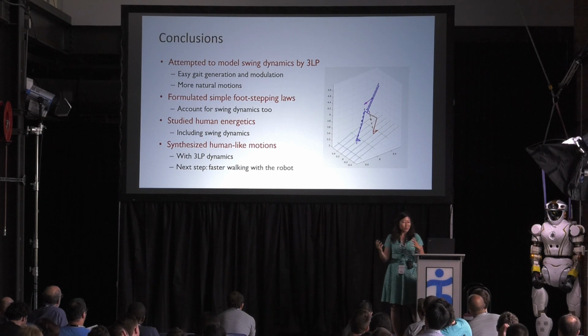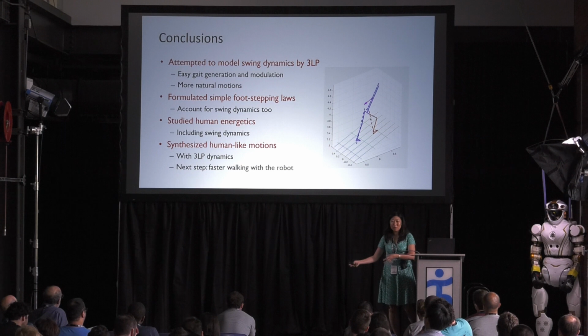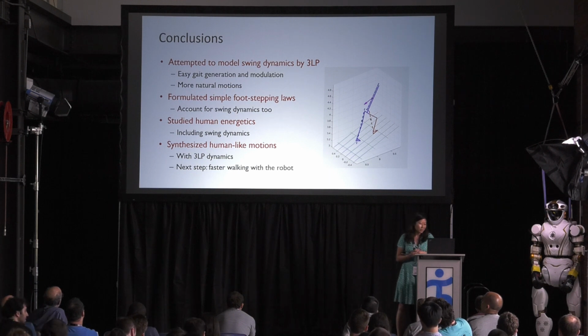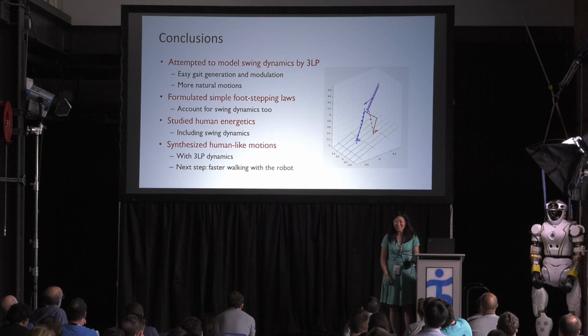And then we're trying to link it back into biomechanics, so looking at robots and what he applies for the Coleman robot, and how does that fare with how humans would behave. And then he uses this to make human-like motions, and he's going to try to do this for faster walking with robots. So that's pretty much his talk. Thank you.